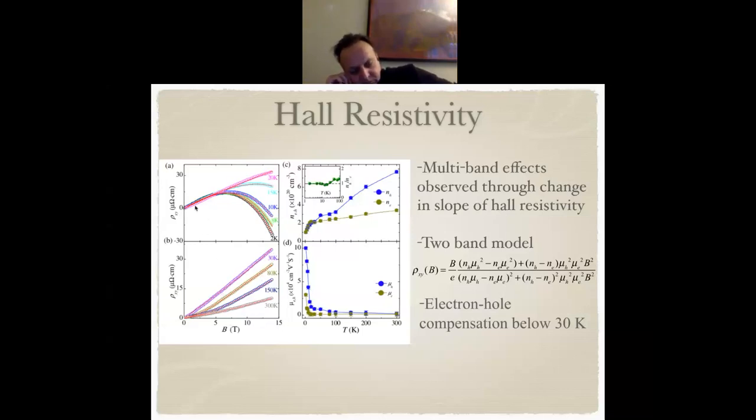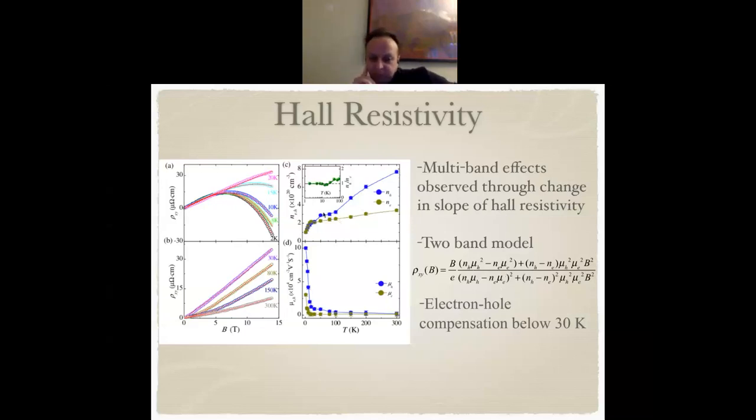But once you get to the lower temperatures, you get this slope change at the higher fields, which indicates multiband effects. So based on that, they fit the Hall resistivity to a two-band model. This NH and NE are the carrier concentrations of holes and electrons, respectively, and the mu H and mu E are the Hall mobilities of the holes and electrons.